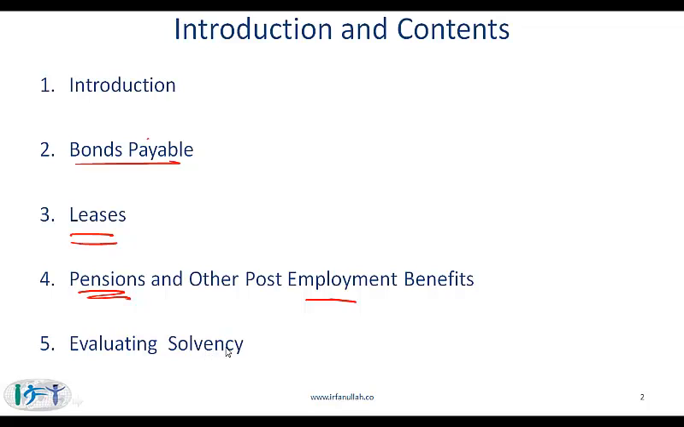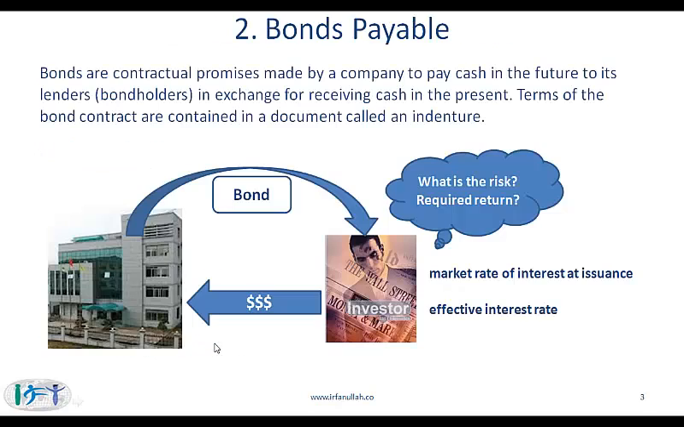And then finally, evaluating solvency. This essentially is some of the ratios that allow us to evaluate the solvency of a company. You have seen these ratios before, but as has happened in almost every reading, the last part of the reading deals with the relevant ratios associated with that particular topic.